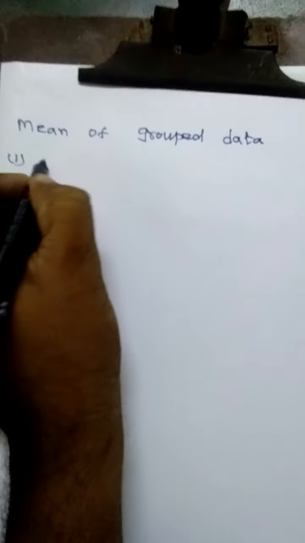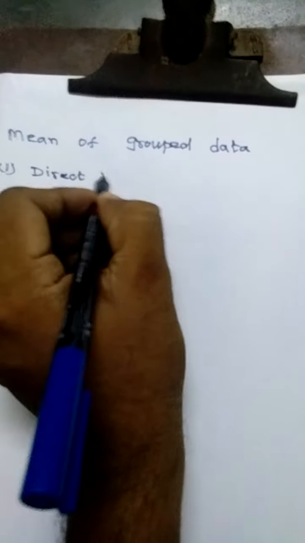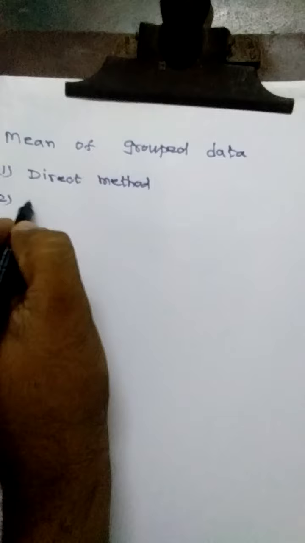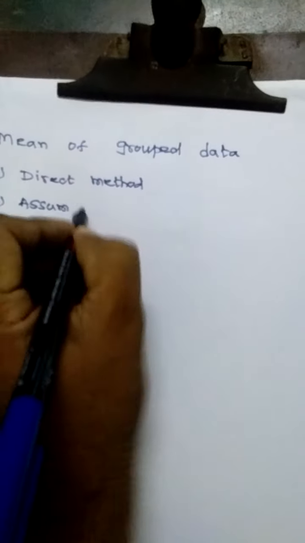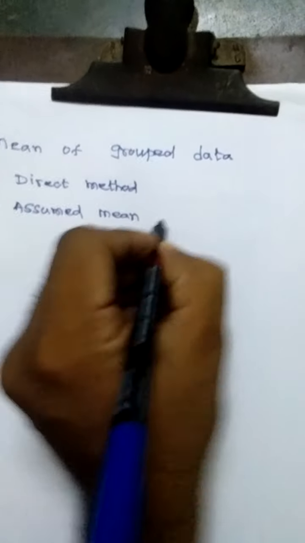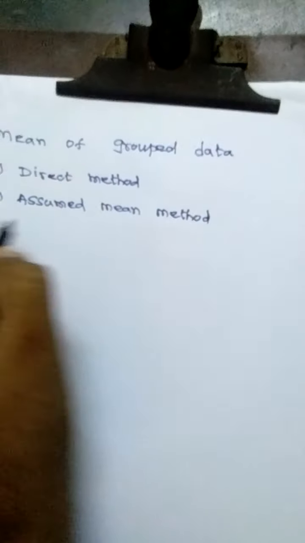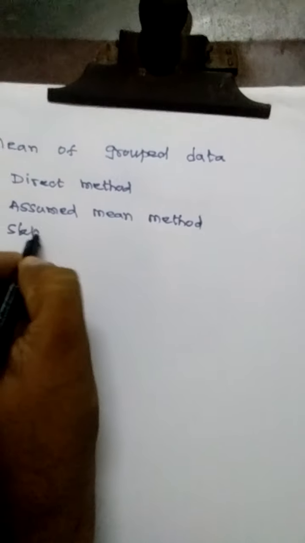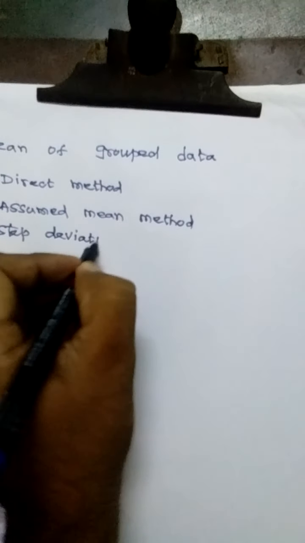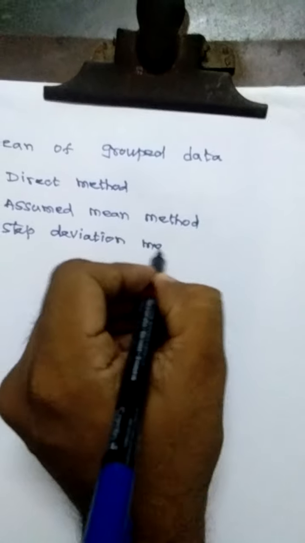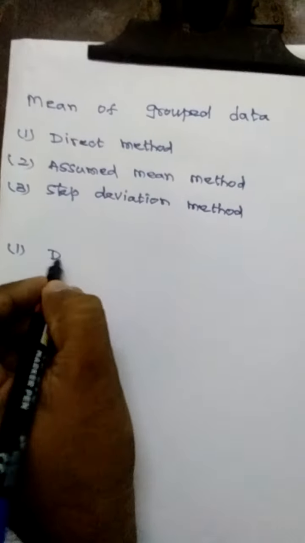Mean of grouped data can be found by three methods. One is direct method, second assumed mean method, third step deviation method. Today we discuss about direct method.